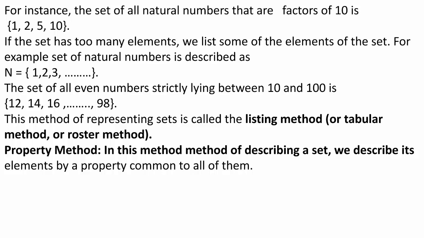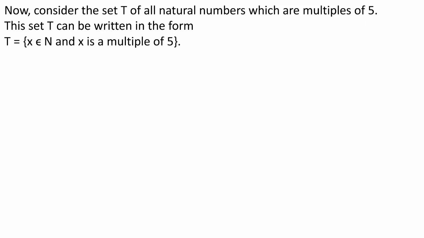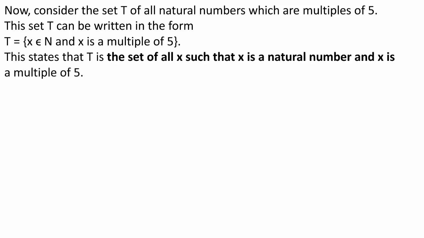In this method of describing the set, we describe its element by property common to all of them. For example, consider the set S of the students in IGNOU. Here, the property common to all of them is that each member is a student in IGNOU. So, we can write this as S equal to {s such that s is a student in IGNOU}. Now consider the set capital T of all natural numbers which are multiples of 5. This set T can be written in the form T equal to {x in N and x is a multiple of 5}. This set states that T is the set of all x such that x is a natural number and x is a multiple of 5.